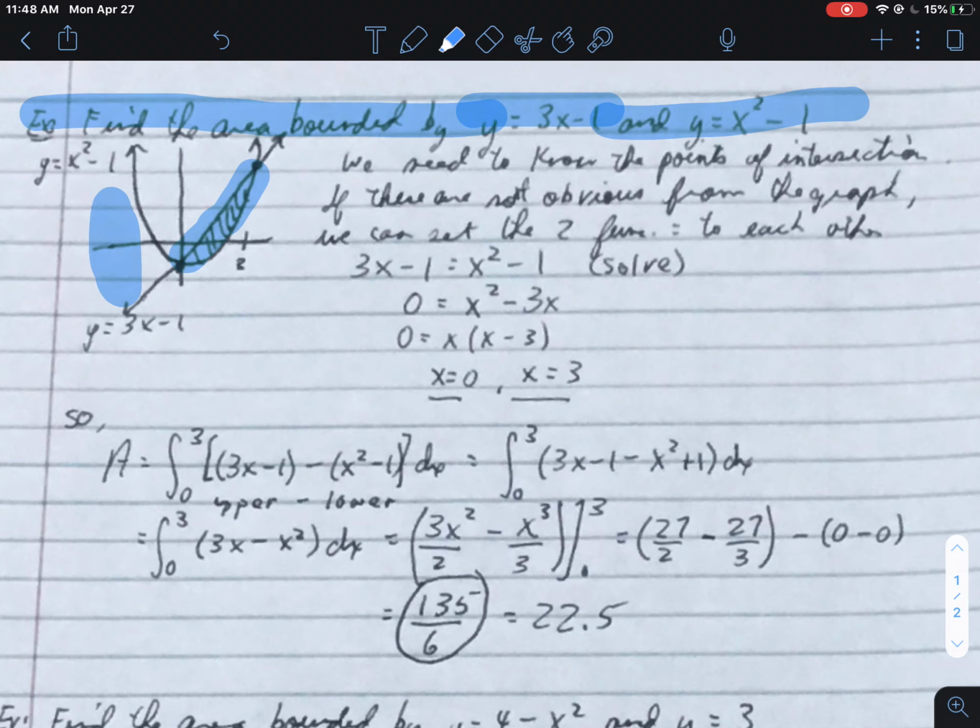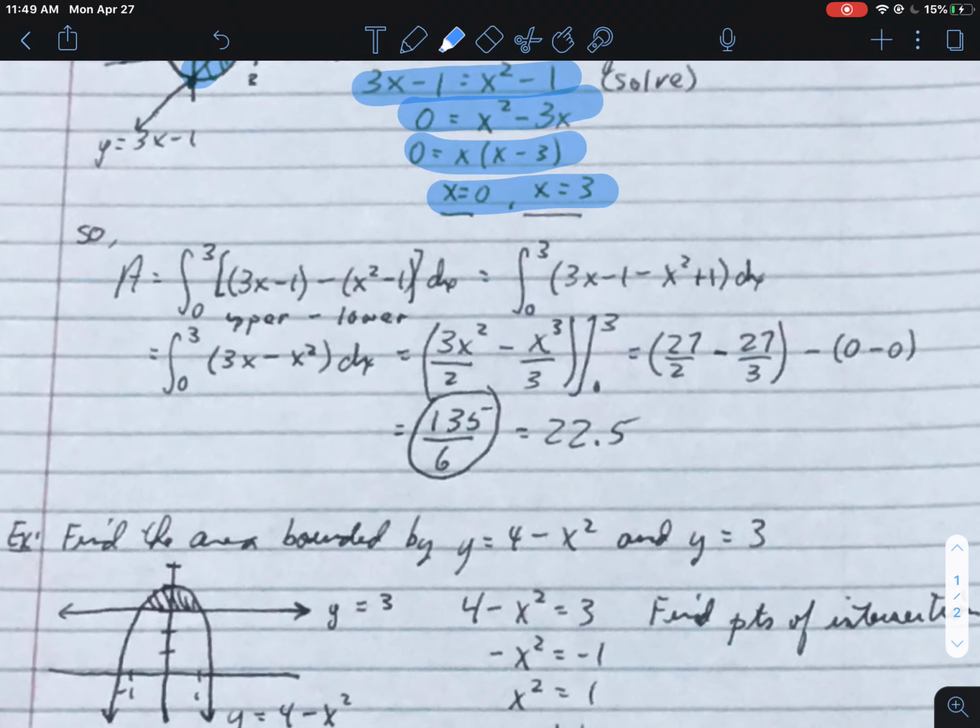I'm only interested in the part that's actually enclosed between our two functions, which is the shaded region that I have. So over that interval, 3x minus 1 is the upper function, x squared minus 1 is the lower function. I need to know the points of intersection so I can set my boundaries. So notice I went ahead and set the functions equal to each other. 3x minus 1 equals x squared minus 1, and I just solved that equation for x. It leads us to a nice little quadratic, which actually is factorable. And we get x equals 0 and x equals 3. So there are our points of intersection, so I'm looking for the area bounded by those two curves over the interval from 0 to 3.